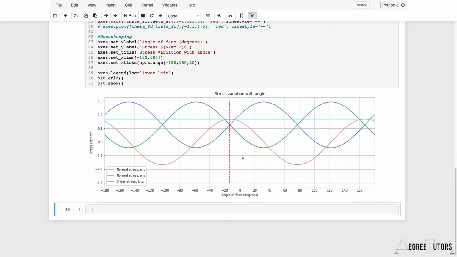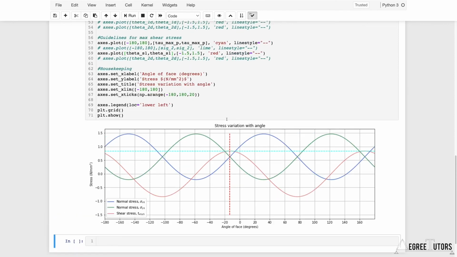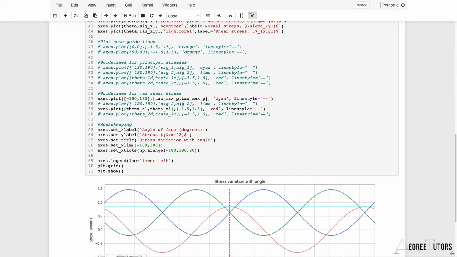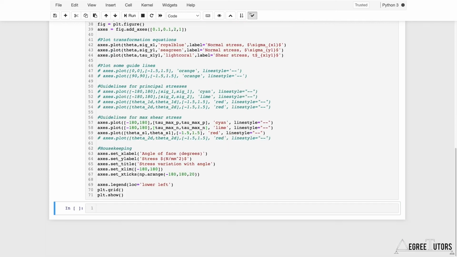Excellent. Okay, so theta S1, I haven't actually printed out what the angle is, but when you plot it onto our graph, it gives us a vertical line landing in exactly the right place. So the combination of theta S1 and tau max gives us this point here, which is the maximum shear stress. Excellent. So it's confirmed everything that we've derived in our equations in our notebook, which is nice. So now for completeness, let's do the maximum negative, tau max underscore n for negative, and we'll let that be lime.